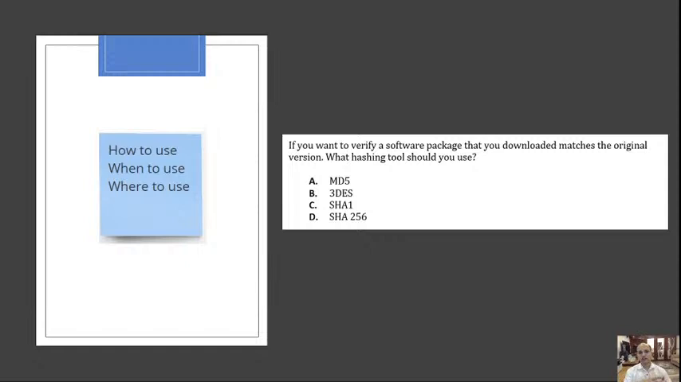So if you want to verify that a software package you downloaded matches the original version, suppose you are downloading some software from the internet, some executable or some file. You want to verify the authenticity of that particular file, whether it is an authentic file or not. To check that authenticity, what exactly will you check? You will check the integrity of that file.